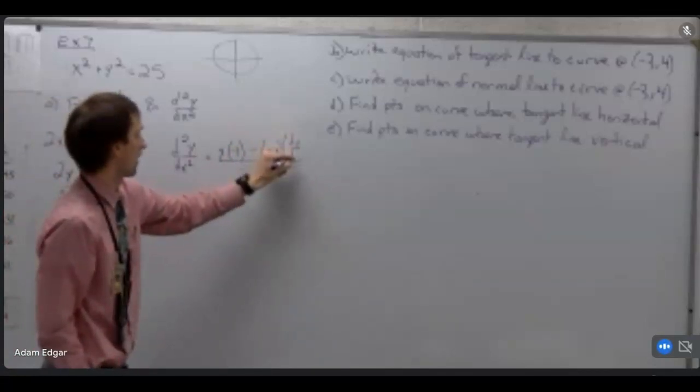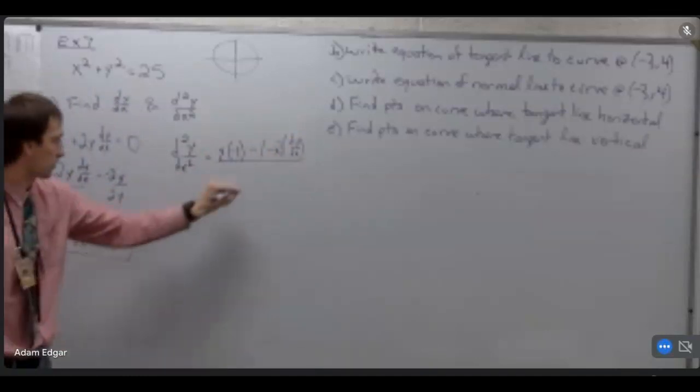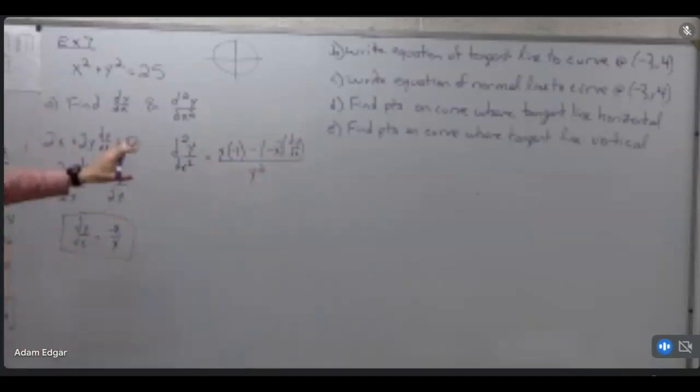dy dx. Derivative of y is dy dx, all over low, which is y squared. So there's your setup of your quotient rule to get your second derivative. Then you go through the numerator and see how you can clean this up.